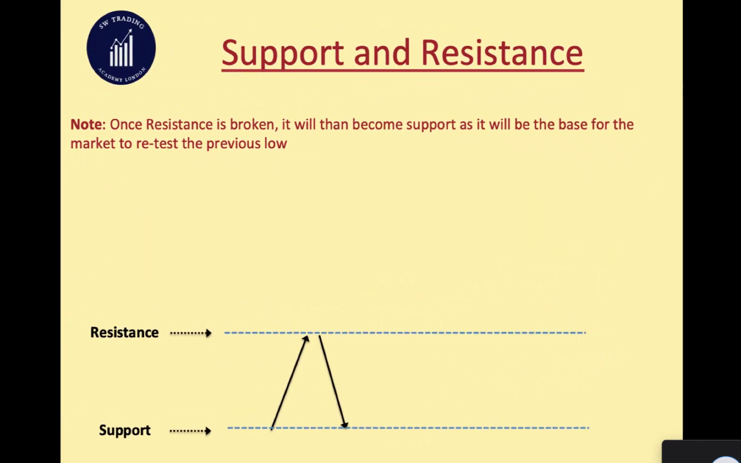Note, once resistance is broken, it will then become a support as it will be the base for the market to retest the previous low. What do I mean by that? So you see the price going up and then we see the break, okay? So when the market breaks that level, which is going to be this resistance level here, the market is never going to carry on moving up, up, up, up, up. It always will find another barrier, okay?